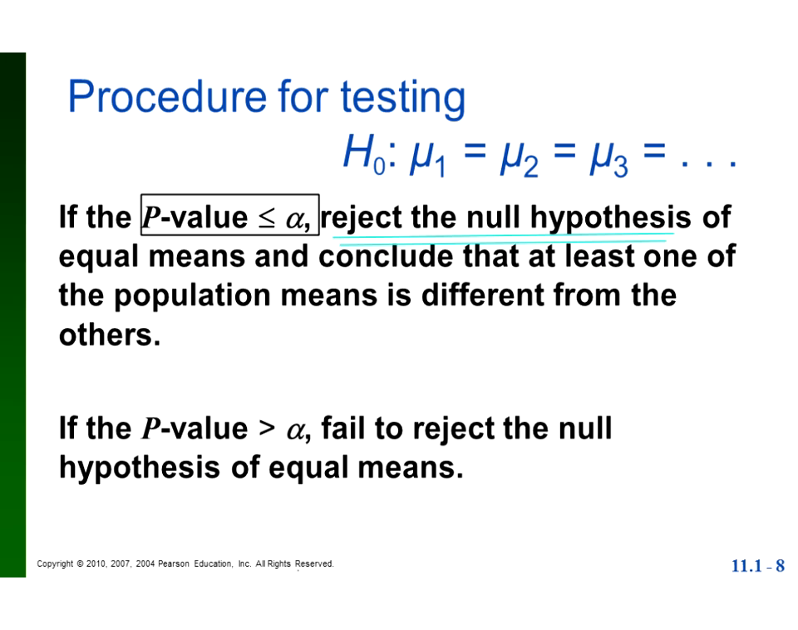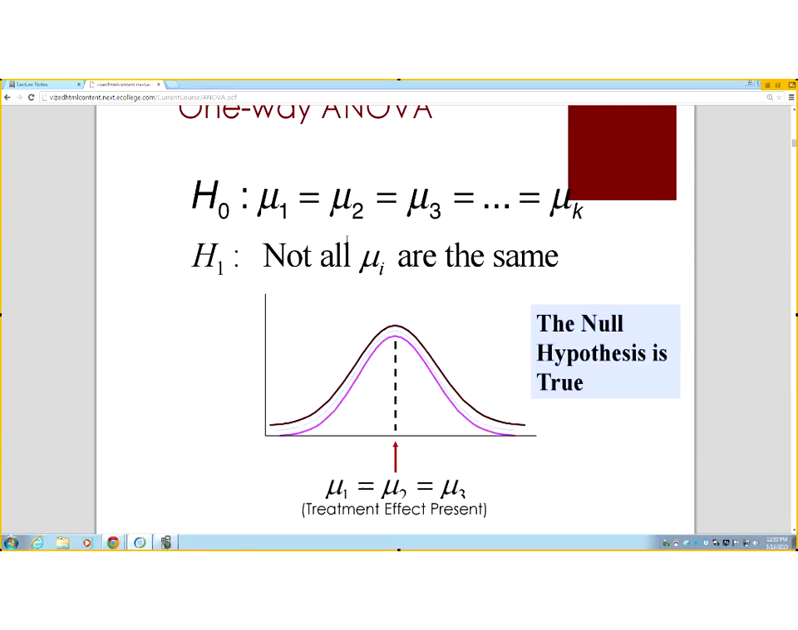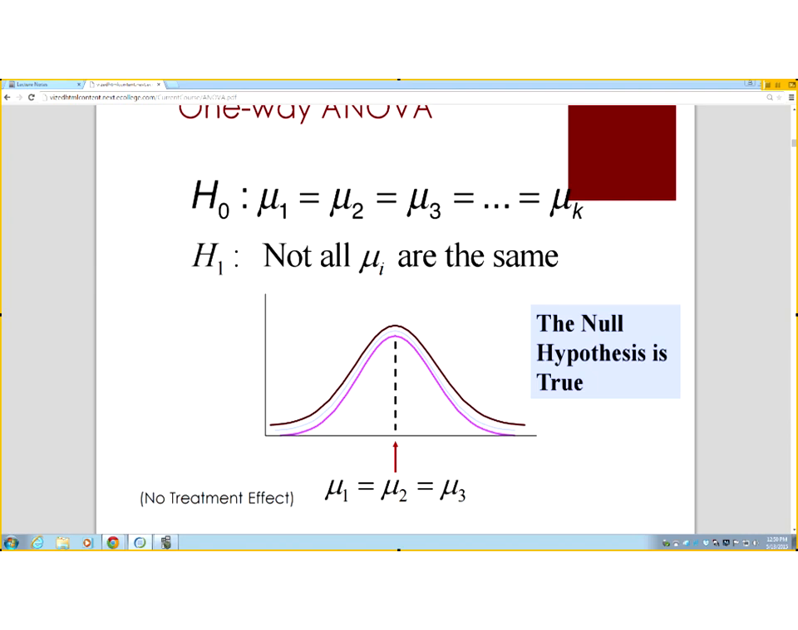And then down here, it's the opposite. If the p-value is greater than alpha, then we're going to fail to reject the null hypothesis. So if I fail to reject the null hypothesis, that means I still believe the null hypothesis. If I fail to reject the null hypothesis, then all of the means are equal. And if all of the means are equal, then this is the situation that I have. So notice that all of the means are the same. If you fail to reject the null hypothesis, then the null hypothesis is true, and what the null hypothesis says is that all means are equal. And that's what we see happening here. So all of the means are equal.